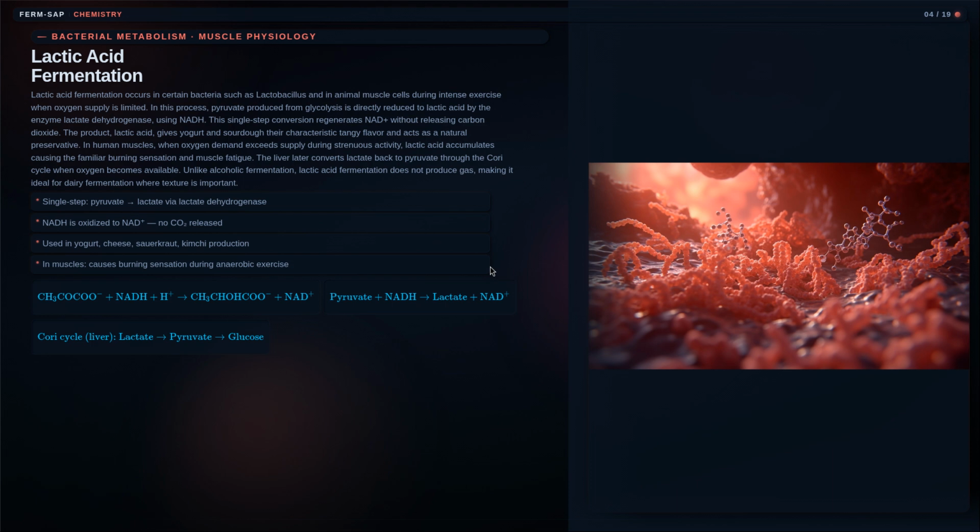In human muscles, when oxygen demand exceeds supply during strenuous activity, lactic acid accumulates, causing the familiar burning sensation and muscle fatigue. The liver later converts lactate back to pyruvate through the Cori cycle when oxygen becomes available.